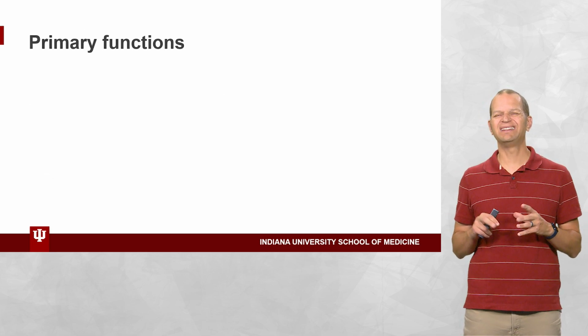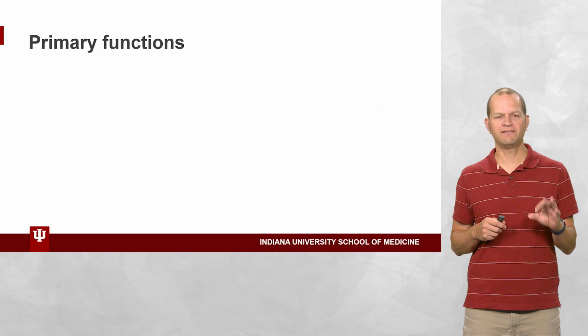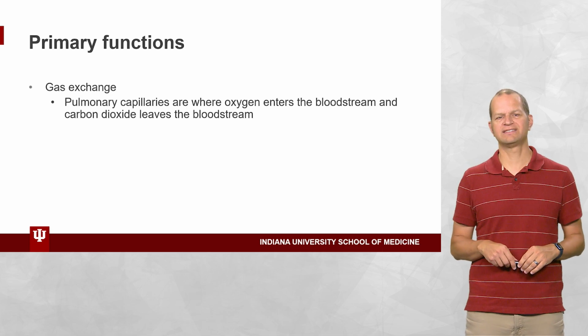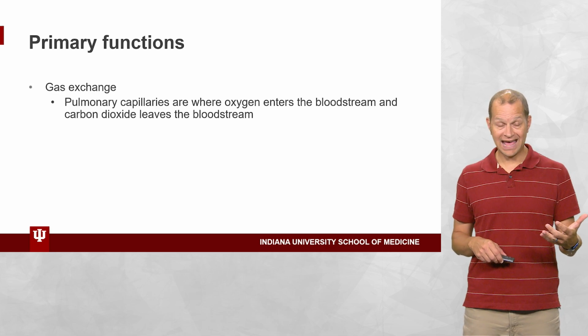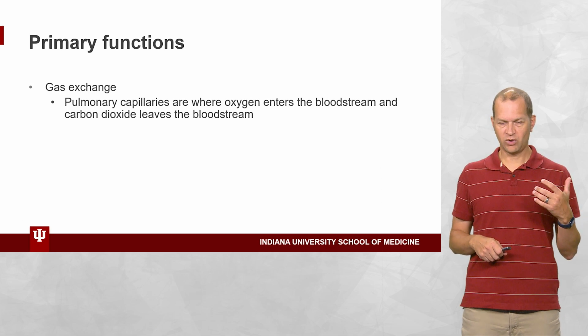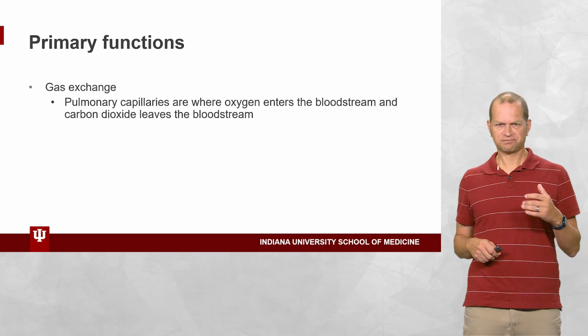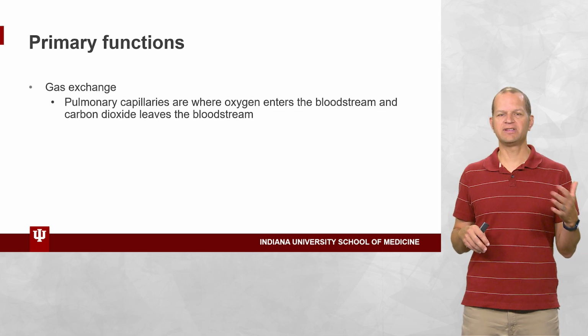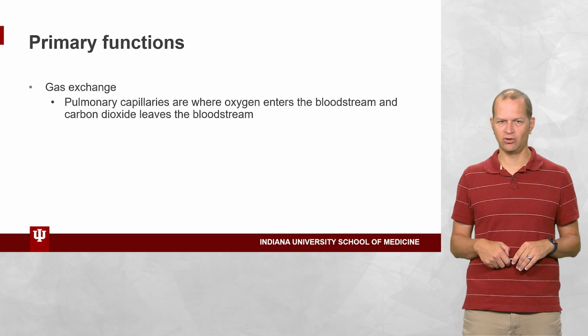So the lungs do a lot of different things, but we're going to focus on 3 primary functions. The first and probably most important is gas exchange. The pulmonary capillaries, and that's part of your bloodstream, is where oxygen enters the bloodstream and carbon dioxide leaves the bloodstream. So these things are going in between the pulmonary capillaries and the alveoli.